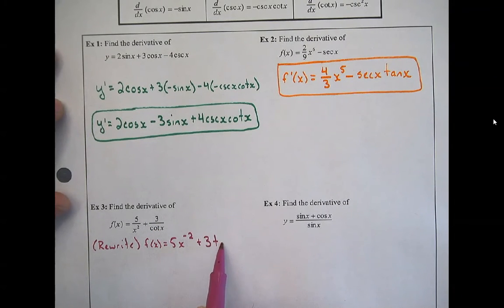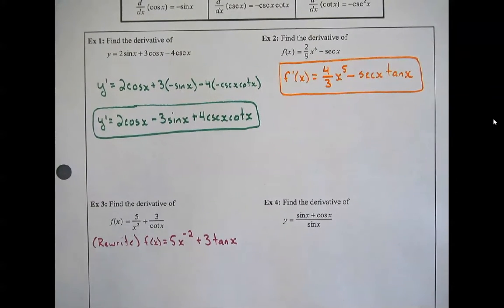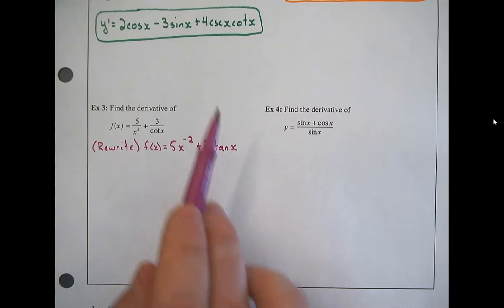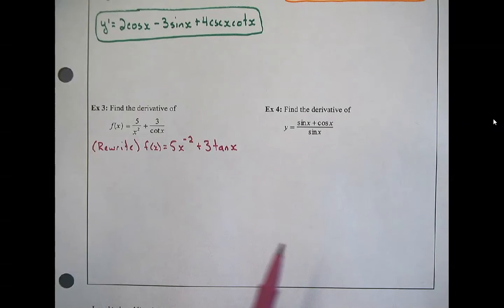And if you might remember, if not, you can look at your unit circle. The reciprocal of cotangent is tangent. So the big idea here is if you've got a trig function on the bottom, you can move it to the top as long as you turn it into its reciprocal. Now I have two things that I can apply my derivatives to. I can do the power rule with 5x to the negative 2. And then I have this thing that derives tangent.